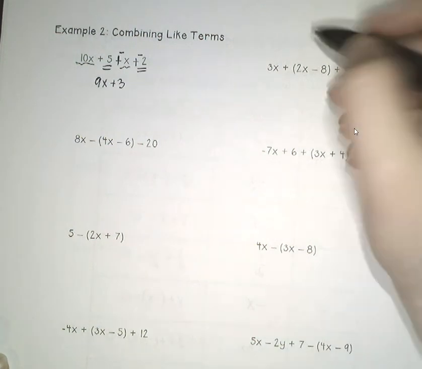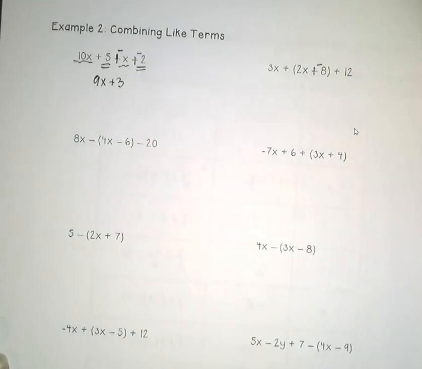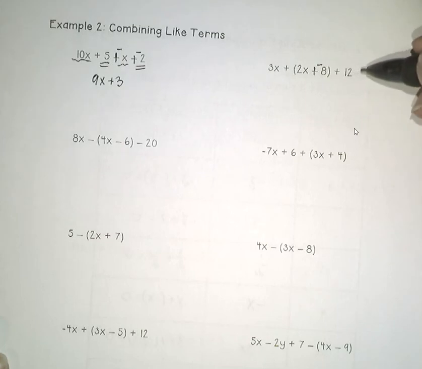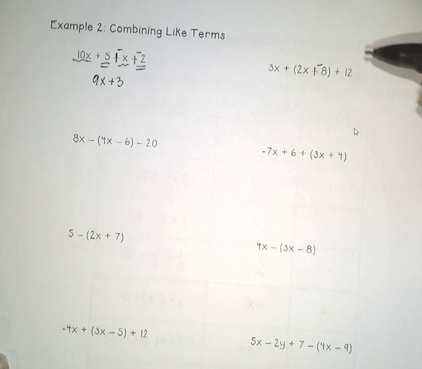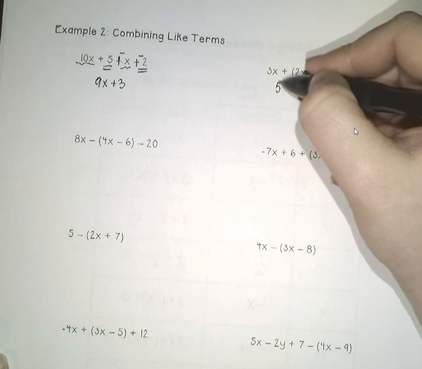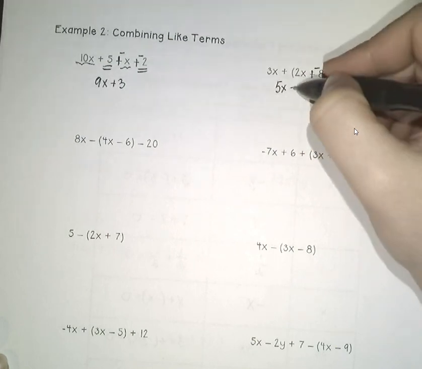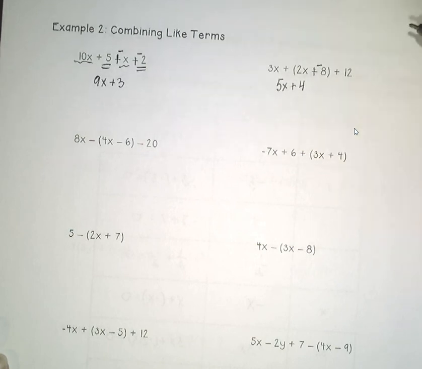Let's look at second one. I'm changing my subtraction into addition of the opposite. And since I have all the addition, it doesn't matter which I'm adding. These parentheses don't matter anymore because now it's all addition. So 3x plus 2x I can combine and I will have 5x. Negative 8 and 12 I can combine, it will become a 4. So I have 5x plus 4.